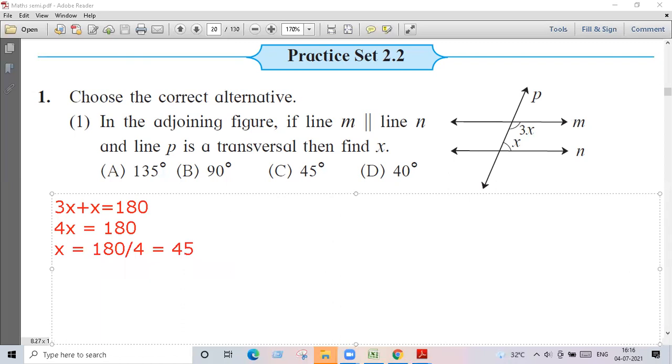You have to only tick mark the option, but still you should understand the answer. Okay, so you can write here: interior angles are supplementary. Interior angles are supplementary. You only need to know this; you are not supposed to write this in the examination.